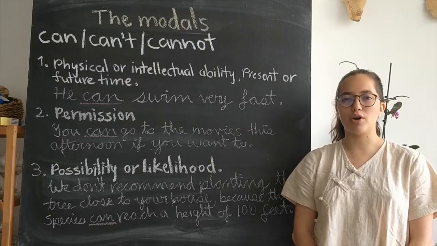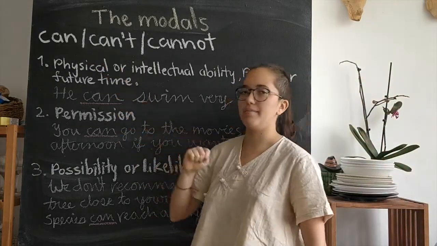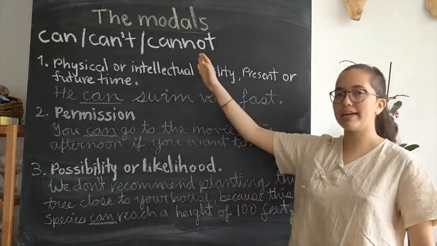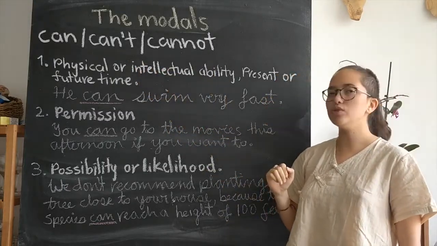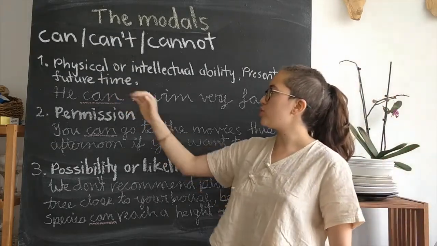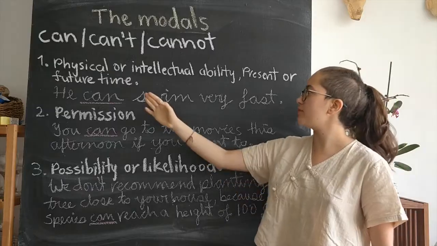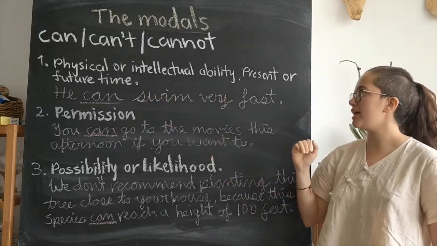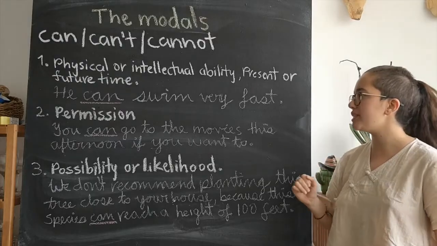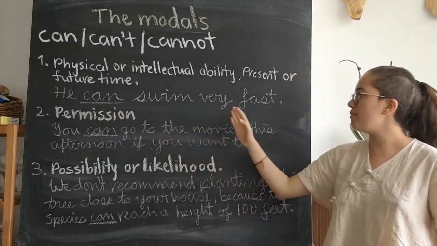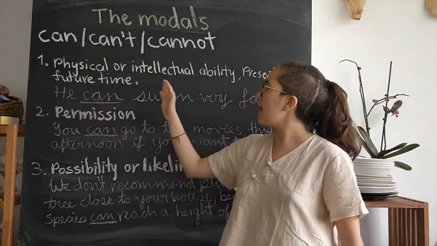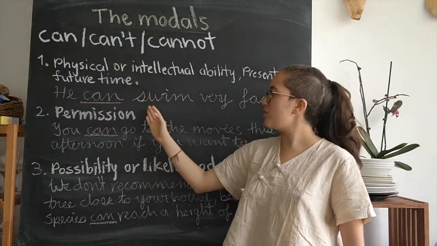First, let's look at the modal auxiliary can. Now the negative form of can is can't or cannot. We use this modal auxiliary in three different ways. First, we can use can to express physical or intellectual ability, either in the present or future time. For example, we would say, he can swim very fast. Here we are saying that he has the ability, the physical ability to swim.